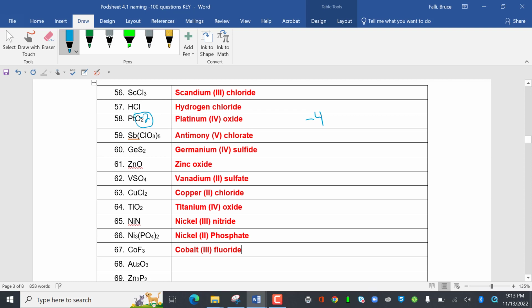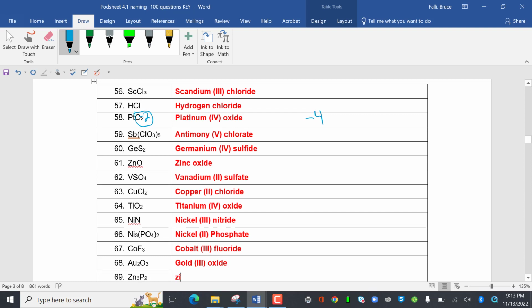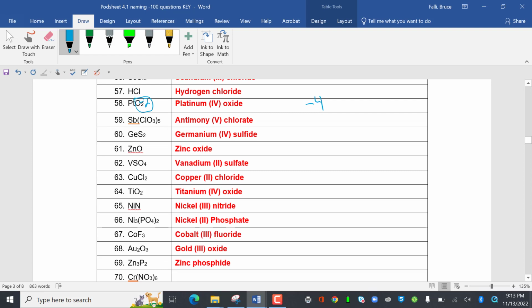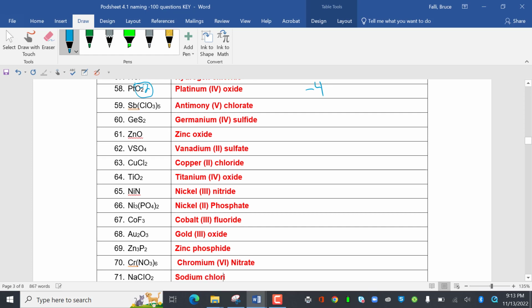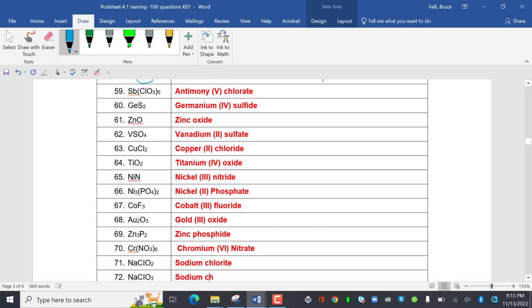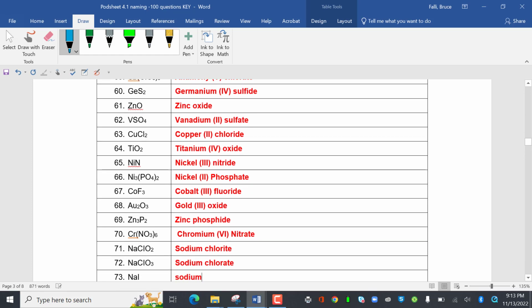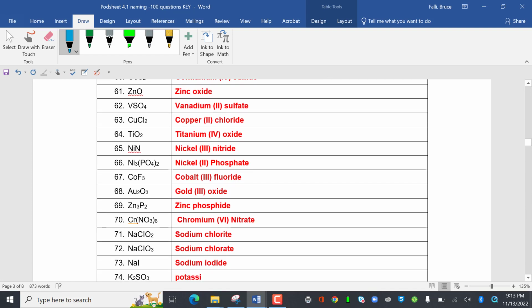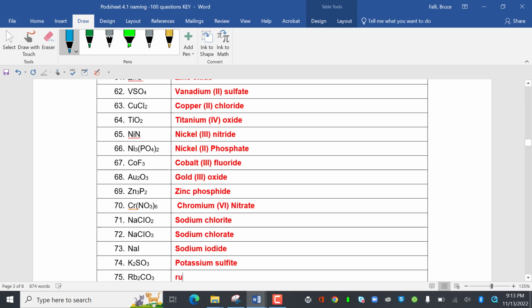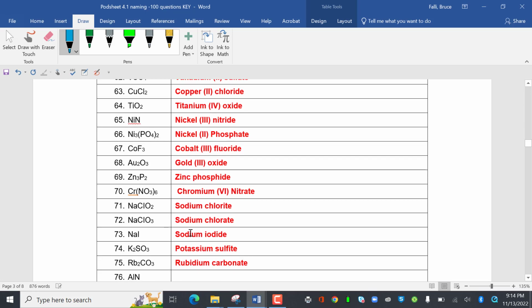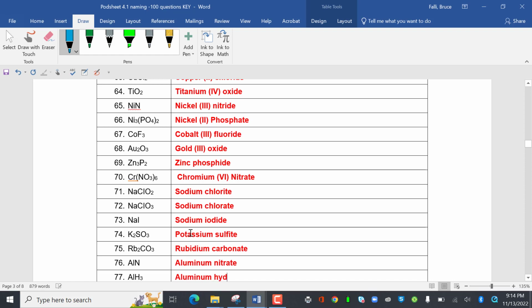Cobalt 3 fluoride. Gold 3 oxide, zinc, oops, no Roman numeral for zinc, phosphide, chromium 6, oh, I didn't make my time, nitrate, sodium chlorite, sodium chlorate, hey, I know my ions, sodium iodide, potassium sulfite, rubidium carbonate, aluminum nitrate, aluminum, oh, I'm sorry, I left this one on here, hydride.